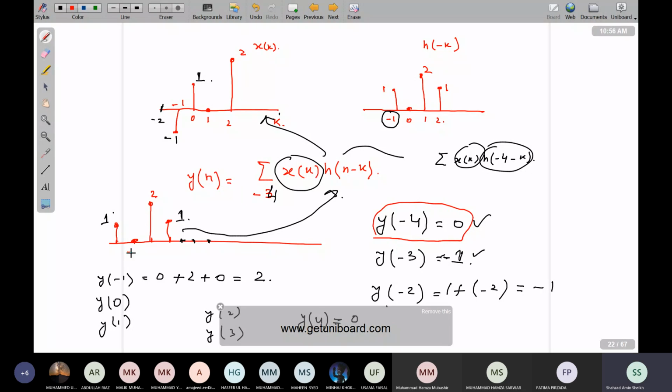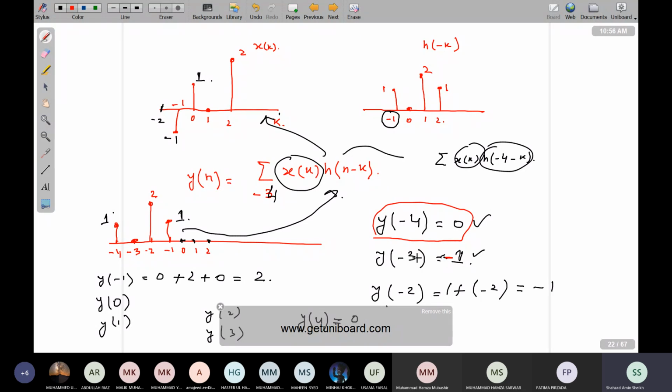So this would be -3 now. These are -4, -2, -1, 0, 1 and 2. Now here, this is h of -3 minus k. The first non-zero value, we are convinced, should come here. So at -1, here at -1 it is -1. You will be multiplying 1 with -1. As a result, you get y of -3 is equal to -1. Then you will be dragging more towards the right.